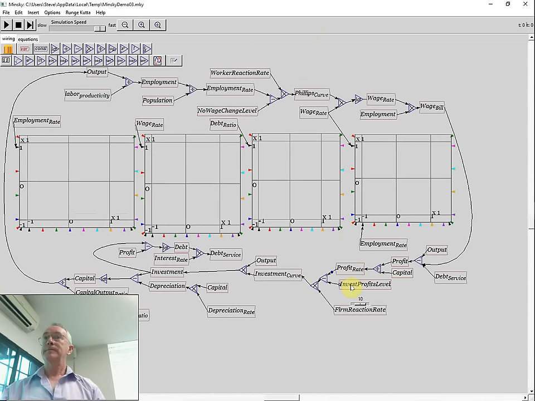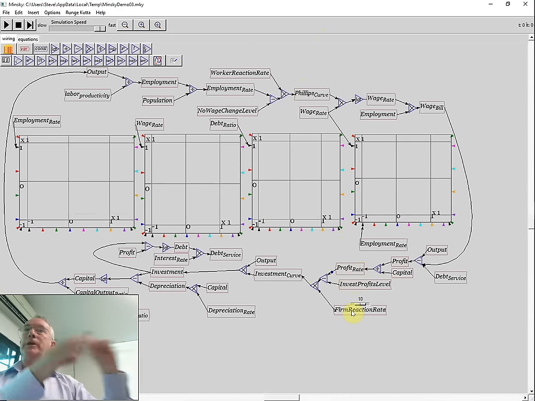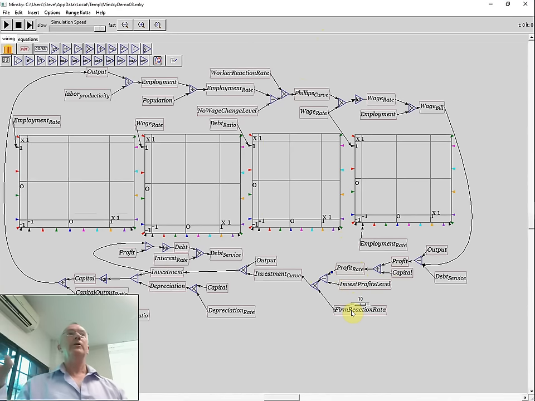Okay? And if profits are less than that, they invest less. And I've got how much they react to that too. So if there's profits 1% higher than their desired level, or the level where they just invest what they earn, they borrow 10% more from the banks. And of course, when you borrow from the banks, you have to pay interest. So I now have debt service, and I subtract that from output to give me what profits are.